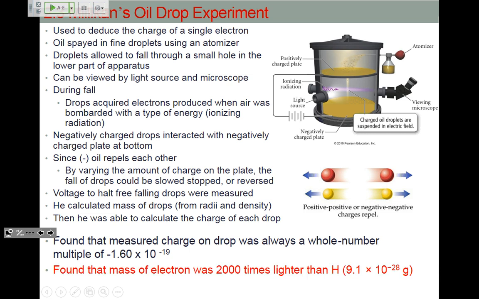And he found that the mass of the electron was in fact about 2,000 times lighter than hydrogen. And again, you don't have to memorize these numbers. This is just his finding. So he was able to find our charge.